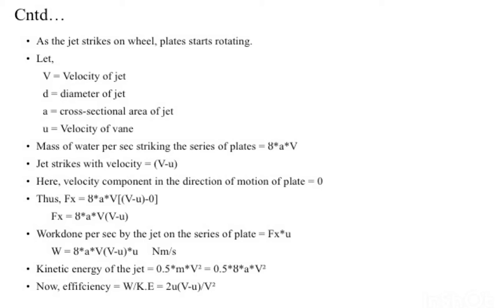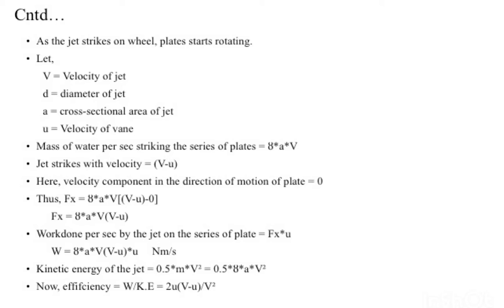Now first of all, the mass of water per second striking the series of plates is rho into area into velocity V. Here the jet strikes with the velocity V minus U. Therefore the velocity component in the direction of the plate is 0. So Fx will be rho into area into initial velocity minus final velocity. Initial velocity is V minus U, final velocity is 0. Therefore Fx is rho into area into V into (V minus U).